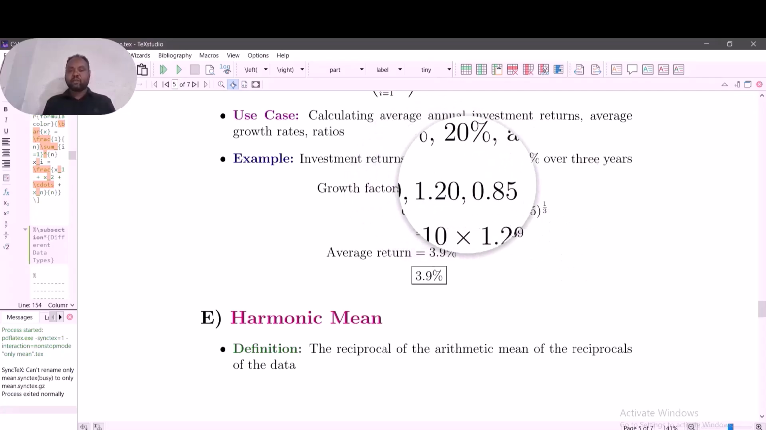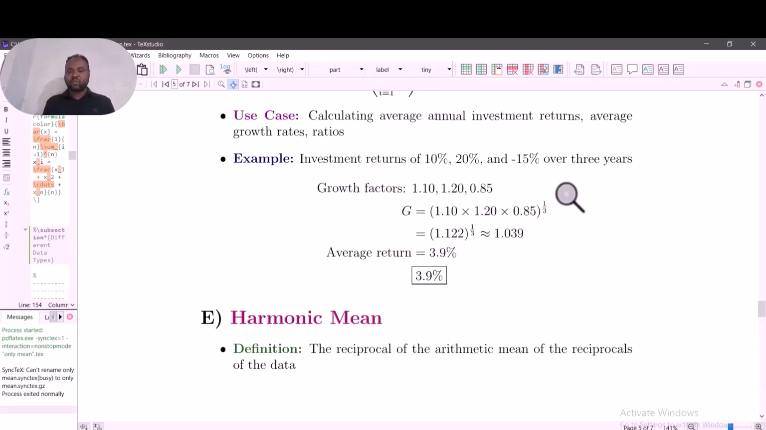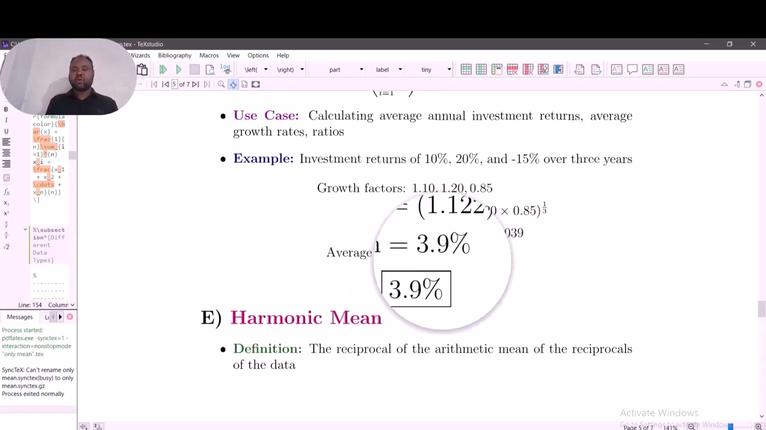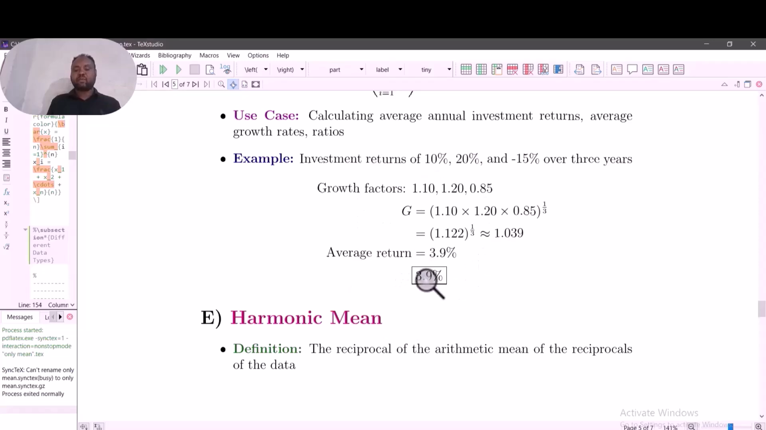So we multiply these three numbers and take the third root, and we come up with this result. The annual average investment return is computed to be 3.9%. Had we computed these investment returns using the arithmetic mean, we would come up with 5%. So you can see the difference: 5 minus 3.9 is 1.1. This is a noticeable discrepancy, so it may be misleading.